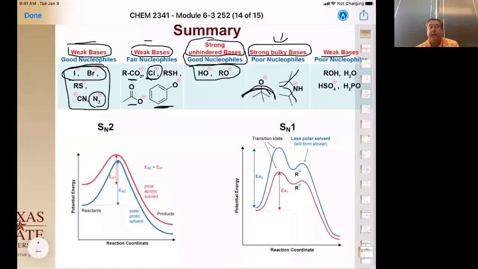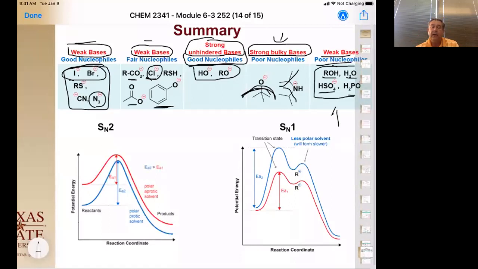And then we have weak bases, poor nucleophiles. What do we mean by weak bases? Well, look at our acidity chart there. They're poor nucleophiles because most of them don't have charge, or the charge is spread out over so many different atoms that it is not very useful. So these tend to be water and alcohols. So these are weak bases, but poor nucleophiles.